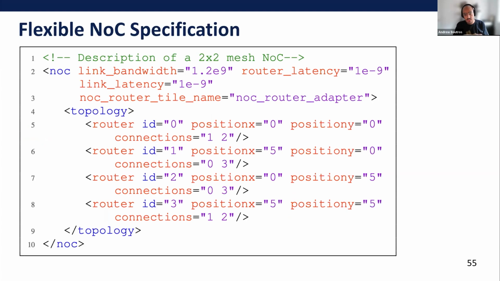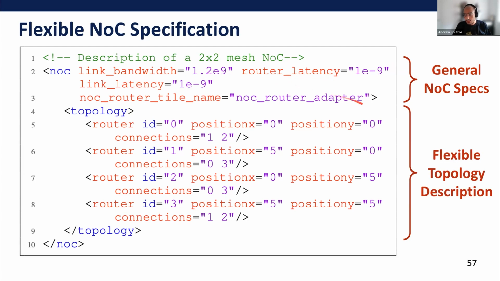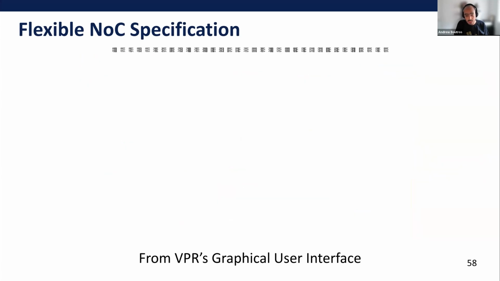So for the NoC specifications, we extend the architecture description language of VPR to include a NoC description in your good old FPGA architecture description file that you pass to VPR. And this NoC description describes things like high-level general NoC specifications. What are the link bandwidths, latency, what are the router latencies of the NoC, and so on. And it also allows the user to flexibly describe any NoC topology that they want by saying, okay, I have this router 0 at this specific location in the FPGA grid, and it's also connected to routers 1 and 2. And this basically enables you to describe any NoC architecture that you want to integrate in your FPGA.